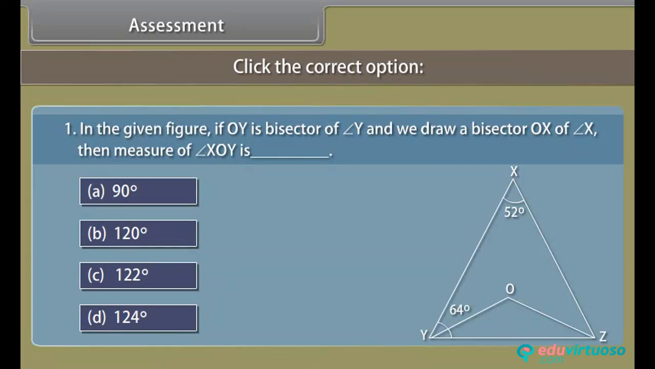Assessment. Before proceeding further, let us know how much you have learned. Click the correct option.